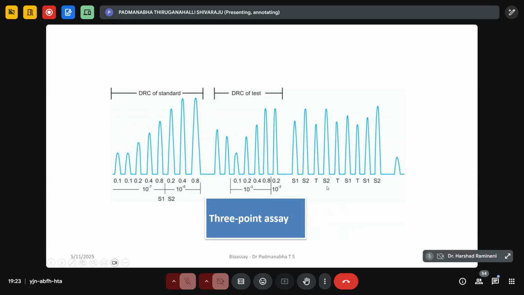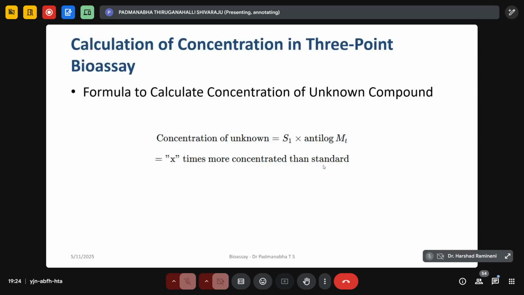where the 9 responses are done, in a serial order similar to that of the Latin square, that is S1 S2 T, then followed by S2 T S1, then T S1 and S2, and you take an average value and calculate the height. When we calculate the height and take the average or mean value, we are able to minimize the errors. So that's how the 3-point assay or multiple point assay is more accurate in reducing the bias in calculating the potency of the drugs. So this is the formula to calculate the unknown compound.